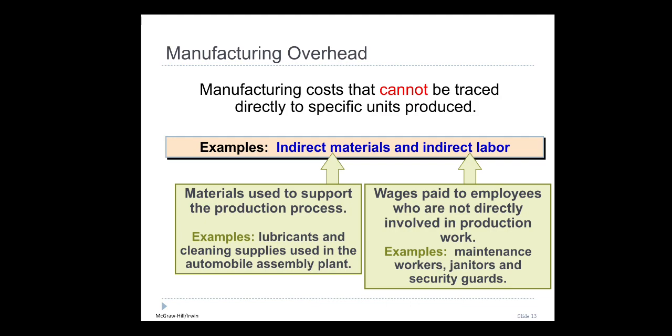Okay, the second type of manufacturing overhead cost is called indirect labor. Indirect labor are workers who work in a factory, but they are not involved in the assembly or preparation of the product. They are maintenance workers. Maintenance workers are people who maintain the machines, the robots, etc. And janitors and security guards, they are workers in the factory, but they are not involved in the assembly of the product or of the car. So they are categorized as indirect labor. The wages paid to these people are one of the manufacturing overhead costs.